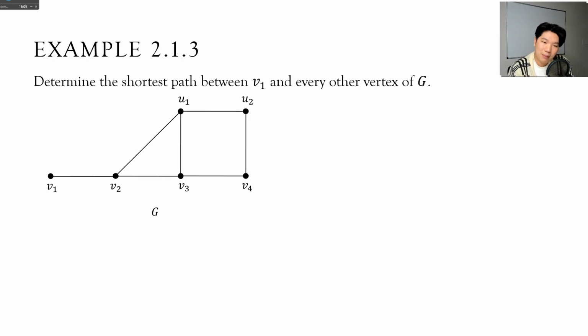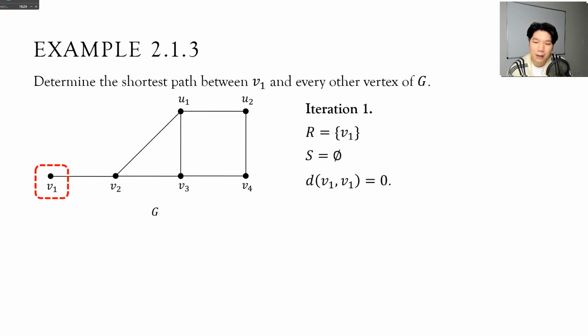And I'm fixing my vertex V1. Here I've already specified what I want to be my fixed vertex. And we're going to go through our iterations and see how this proceeds. So for iteration 1, from the initialization step of our theorem, we let R be our fixed vertex, S be the empty set, and then the distance from V1 to V1 is 0.